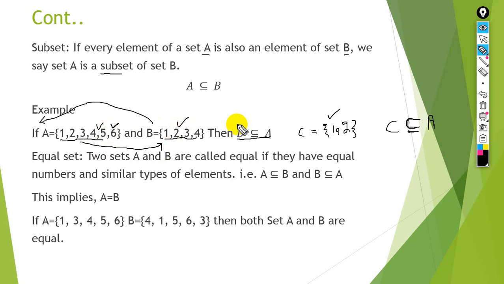So we can say that B is a subset of A but A is not a subset of B. Okay, so this was subset.